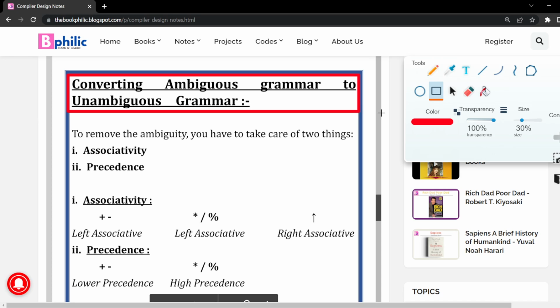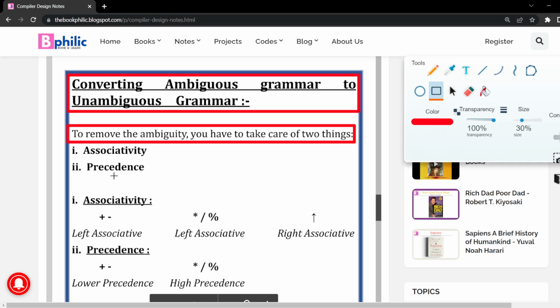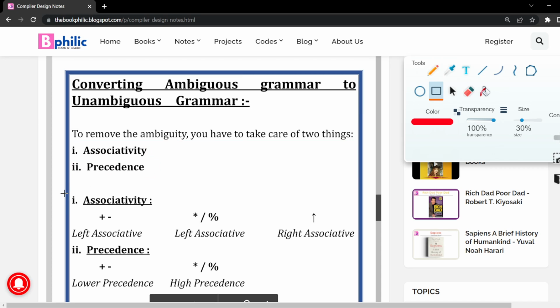So to remove the ambiguity, you have to take care of two things. First is associativity and the second is precedence. Okay, so first of all associativity and second precedence. So let us move on to associativity.